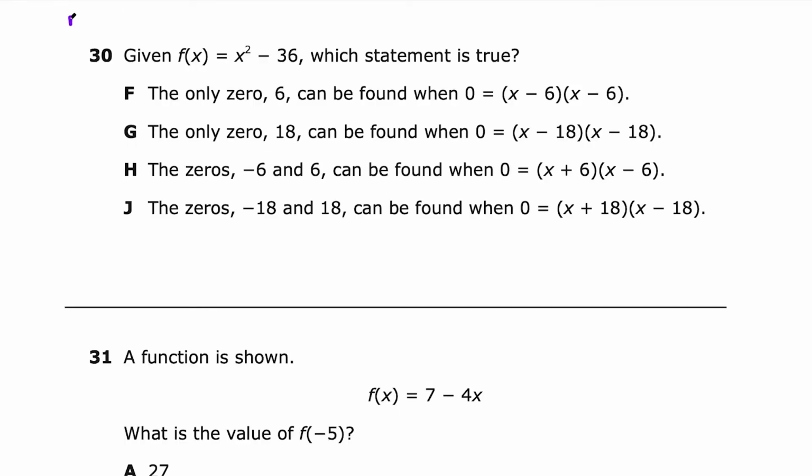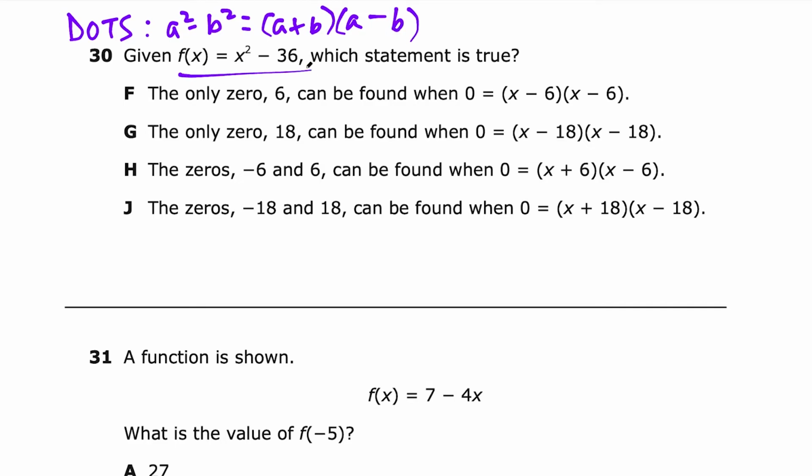So question 30, it helps to know the difference of two perfect squares formula. When you have a squared minus b squared, this factors nicely to a plus b times a minus b. So now when we look at this question, we have f of x is x squared minus 36. Which statement is true? And the phrase that jumps out at me in every answer choice is 0 or zeros. So that tells me to take the function f of x, which is x squared minus 36, and set the function equal to 0. And now I'm going to factor this using difference of two squares. Just know that 36 is equal to 6 to the second power.